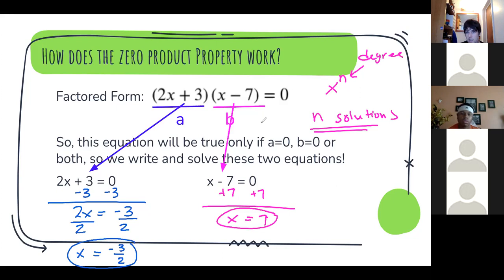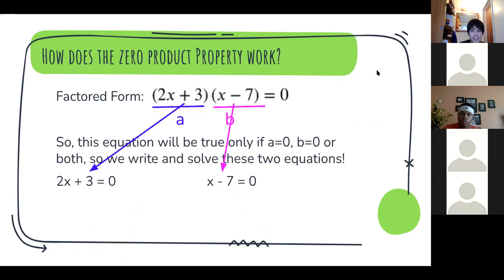Now, technically, this should say up to n solutions, because you can technically have the same solution show up multiple times. If your factors were the same, then you would just get the same solution twice. So technically, that's only one solution. It just showed up twice. But most of the time in quadratics, we're going to have 2 solutions.